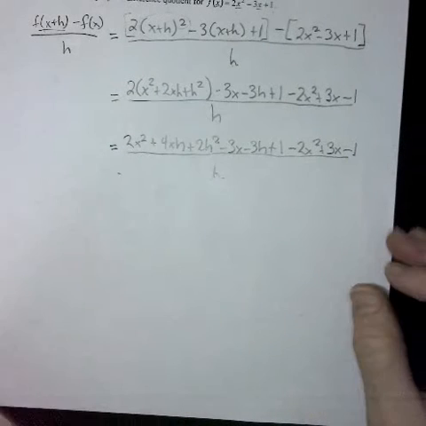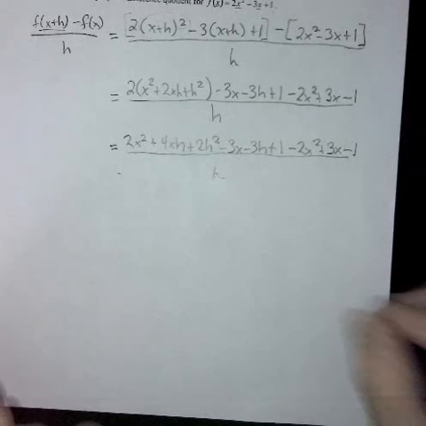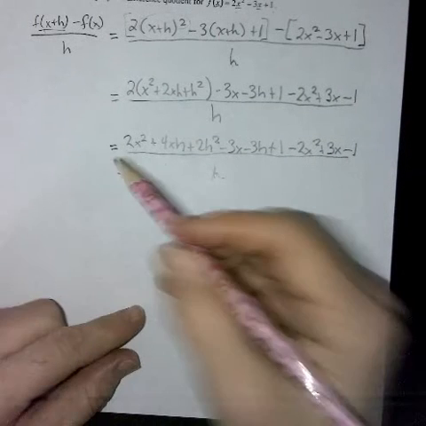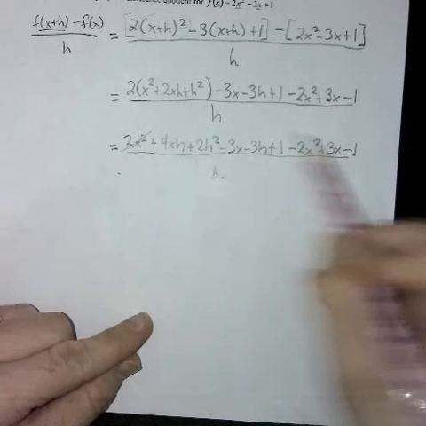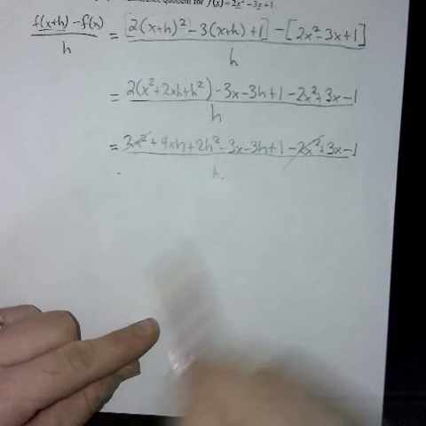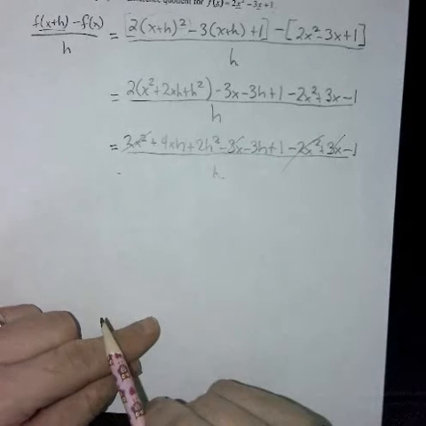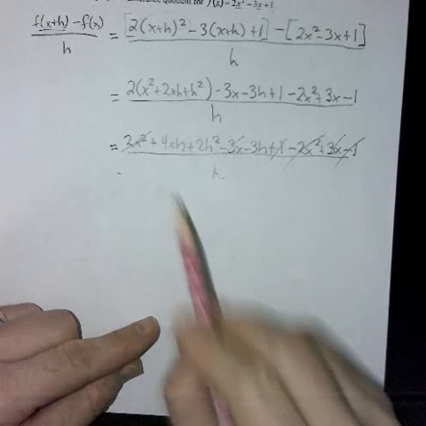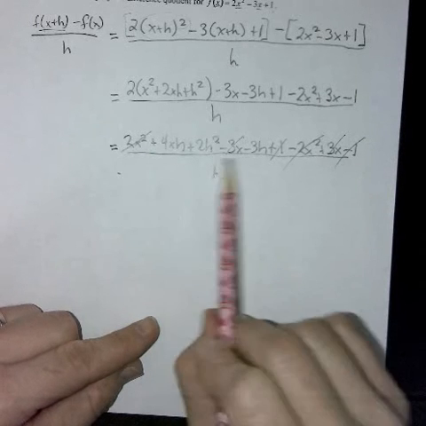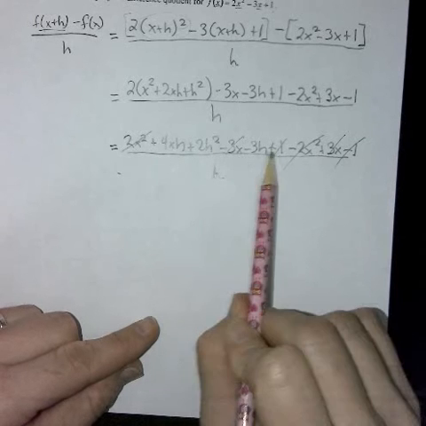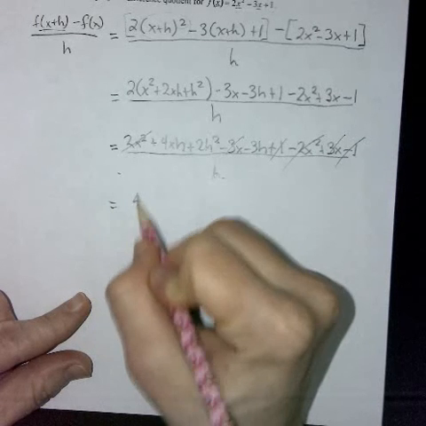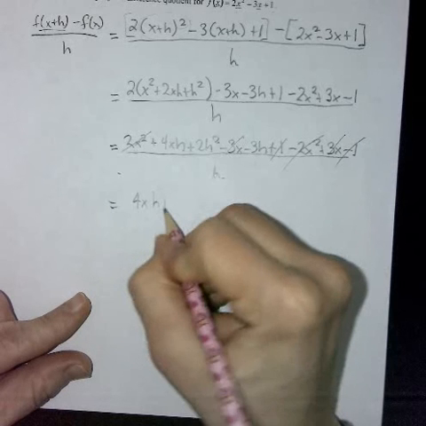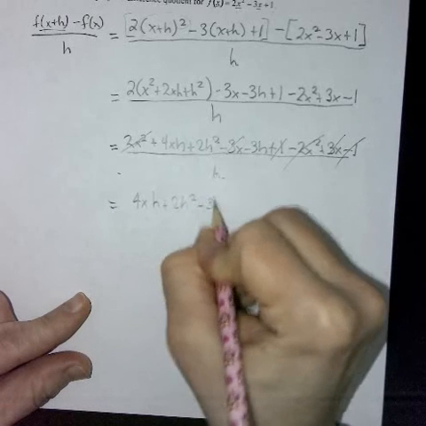Now, if you've done this correctly, a lot of things will balance out, in other words, cancel. 2x squared minus 2x squared, notice that adds up to 0. Negative 3x plus 3x adds up to 0. 1 minus 1 adds up to 0. And everything that's left has h in it. Write those down here: 4xh plus 2h squared minus 3h all over h.